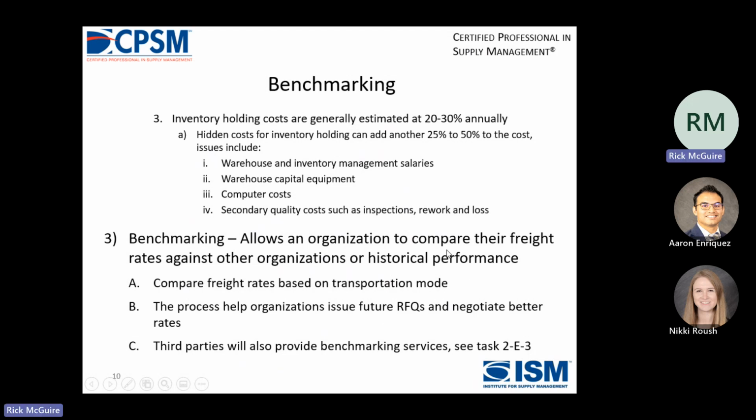Benchmarking, we covered a couple of times, but I guess they want to cover it one more time. It allows an organization to compare their freight rates against other organizations or historical performance. So compare freight rates based on transportation mode. The process helps organizations issue future RFQs and negotiate better rates. And third parties will also provide benchmarking services. 3P, well, it's the freight bureaus. No, this would be the 3PLs.